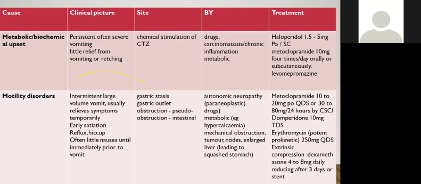Then motility disorder. So how does a patient present with motility disorders? You can have intermittent large volume vomitus, and that means gastric stasis. So the contents come out, and the symptoms get relieved after the vomiting. You can also have symptoms of early satiation. You can have reflux and hiccup, and often there's little nausea until immediately prior to vomiting. Like projectile vomiting, the patient wouldn't have any nausea, and then suddenly they vomit a large amount. What are the causes of that? You can have gastric stasis, outlet obstruction. Now, the gastric outlet obstruction can either be pseudo obstruction or it can be proper intestinal obstruction. And this can be caused by.